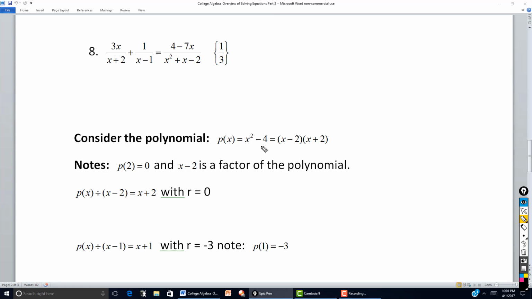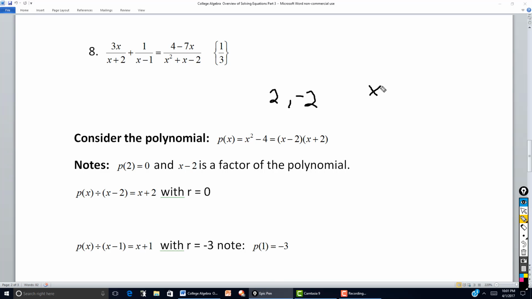I also want you to keep in mind that in this particular example here, p of x is equal to x squared minus 4. If I were to ask you, or somebody would ask you, what are the zeros of this polynomial? What are the zeros of this polynomial? Then you should know that the zeros are 2 and negative 2. Okay? Zeros just simply mean the numbers that produce 0 when you replace the x by that particular number. Okay?